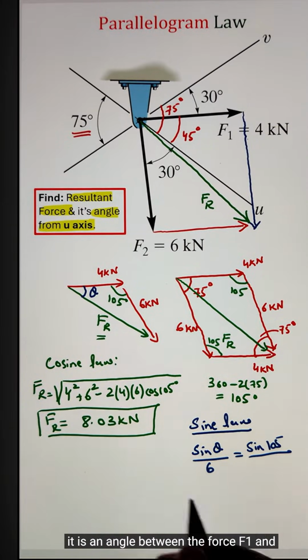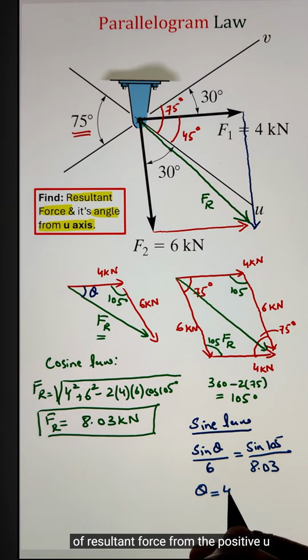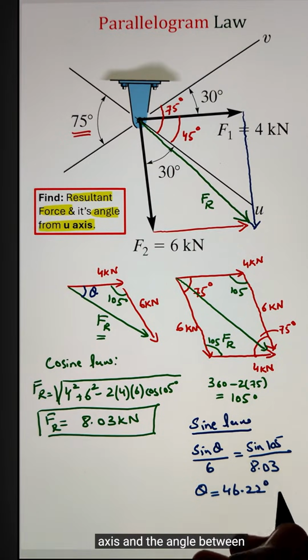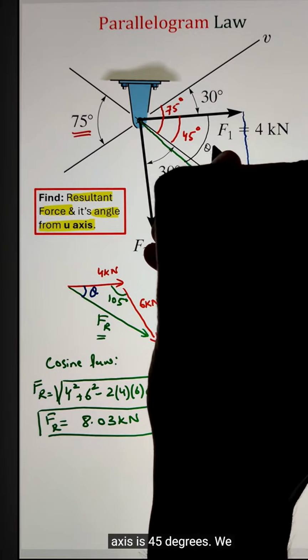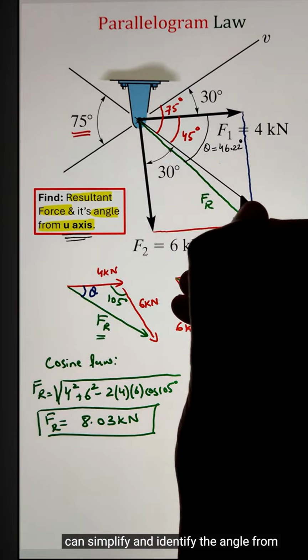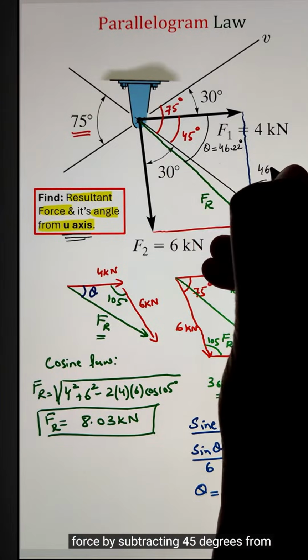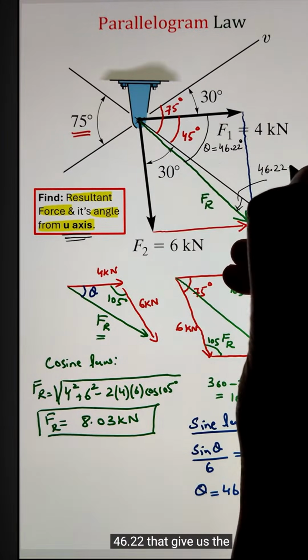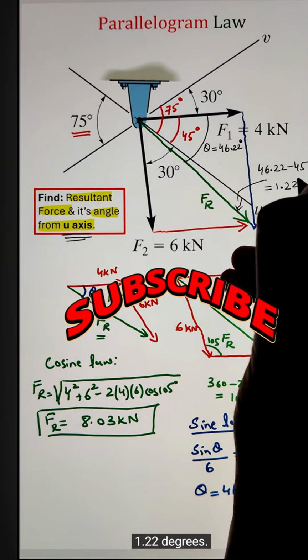Since it is an angle between the force F1 and Fr, however, we are looking for the angle of the resultant force from the positive u-axis, and the angle between the force F1 and the positive u-axis is 45 degrees. We can identify the angle from the positive u-axis to the Fr force by subtracting 45 degrees from 46.22. That gives us the final value of 1.22 degrees.